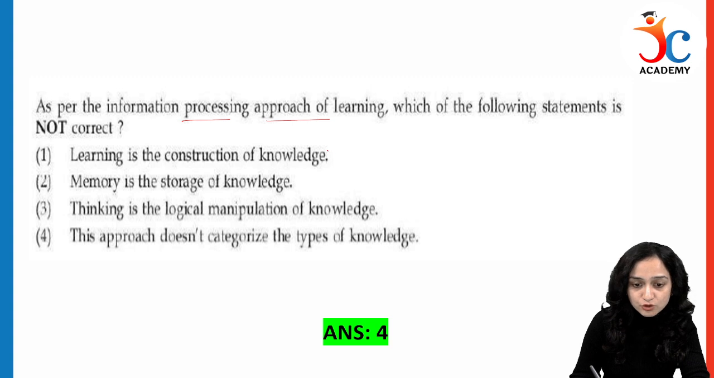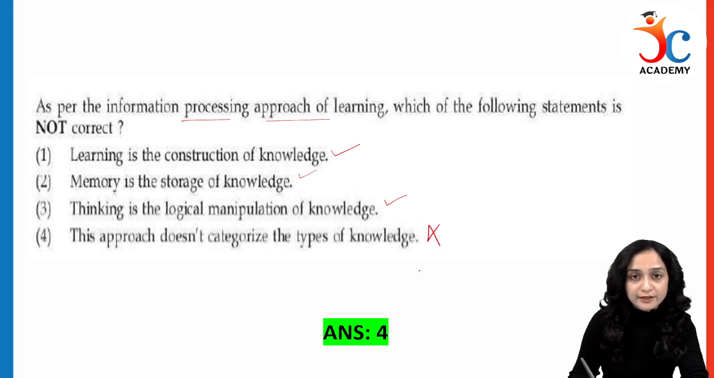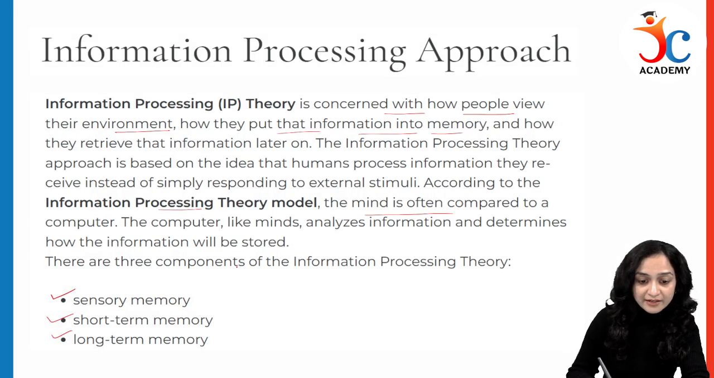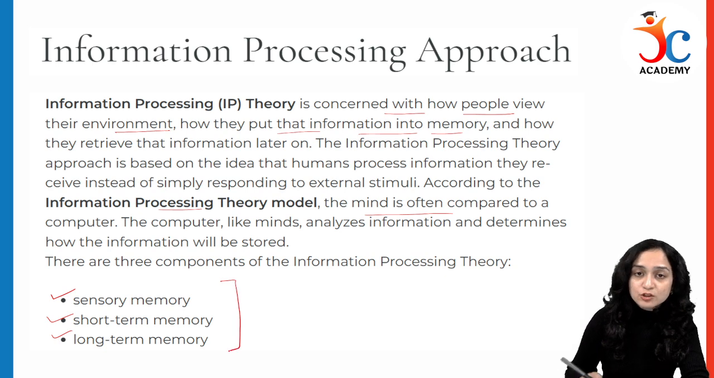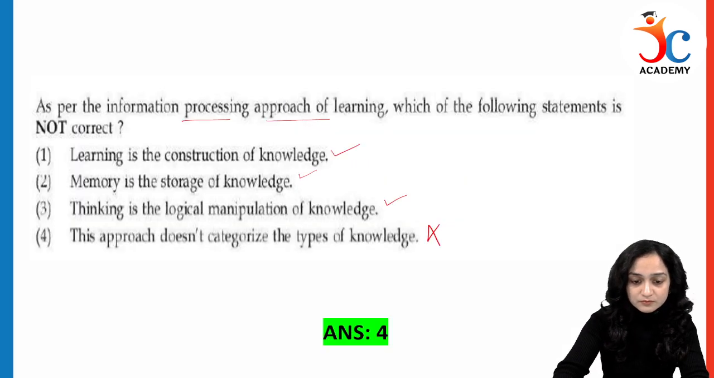Learning is the construction of knowledge, correct. Memory is the storage of knowledge, correct. Thinking is the logical manipulation of knowledge. This approach doesn't categorize the types of knowledge, incorrect. I have just now told you it categorizes the information into three components. So option number 4 will be the correct answer.